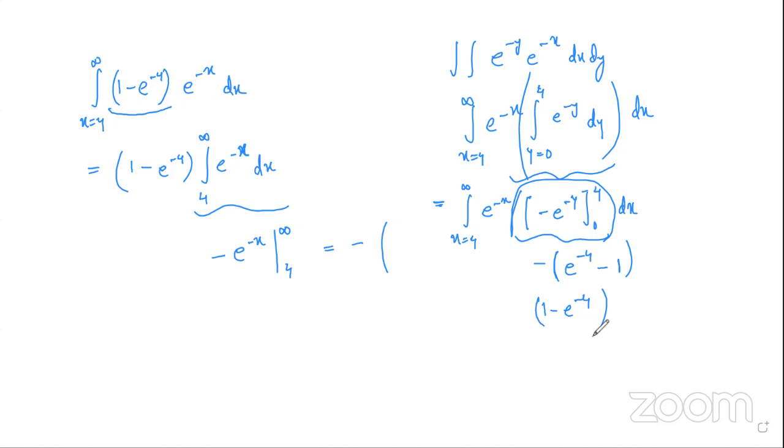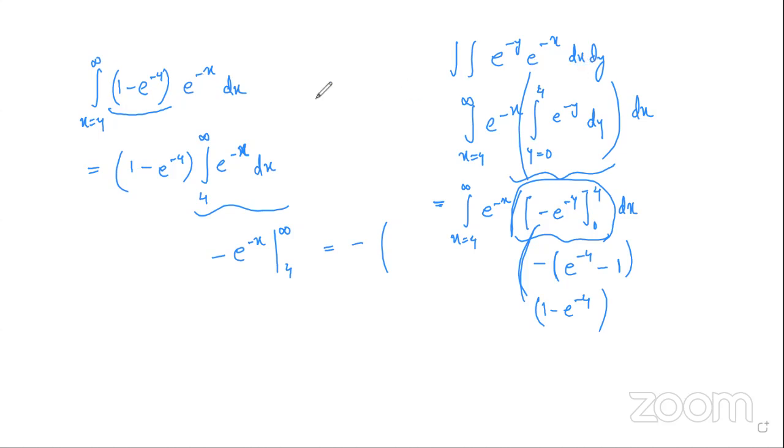Is this right? Is this clear? Yes, ma'am. So this integration comes out to be 1 minus e to the power minus 4. That's what I've written here. Okay. So it becomes 1 minus e to the power minus 4, integral of e to the power minus x dx.